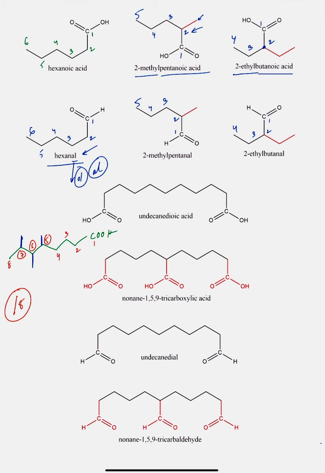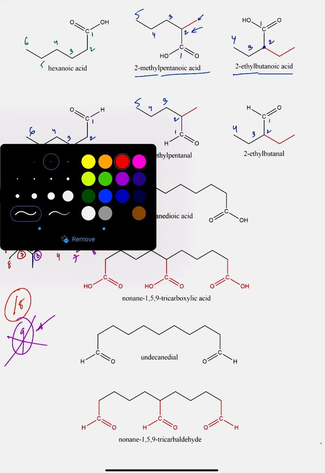But if I number it from the other end, let me do it in purple. 1, 2, 3, 4, 5, 6, 7, 8. What will be the sum? The sum is 2 plus 3 plus 4, right? So 2 plus 3 plus 4 is how much? It's 7 plus 2, 9. But the thing is, even if this gives you the lowest sum, this is the wrong way of numbering, and the red numbering is the right way.